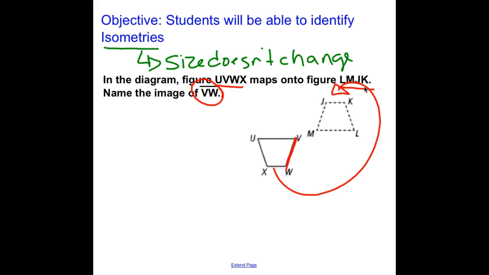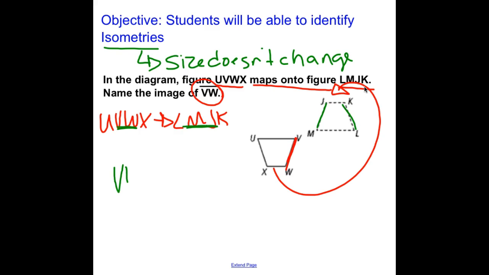But another way that you can use to identify it is when they say that something maps onto, that's the same as saying UVWX goes to LMJK. And so you can actually use that statement as well, since they did say it maps onto. They lined up all the corresponding parts. So here I might see, oh, that VW either goes to JM or KL. And if I'm still not sure, I can double check it here. Well, VW right here, second letter and third letter goes to the second letter and third letter there. So you would say that VW is a segment. It maps onto, that's what the arrow means, segment MJ. So that was that first objective.